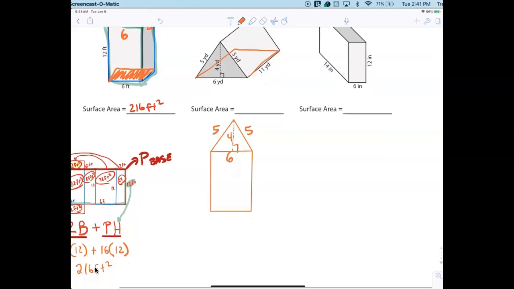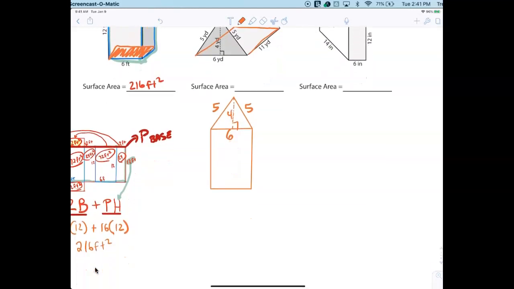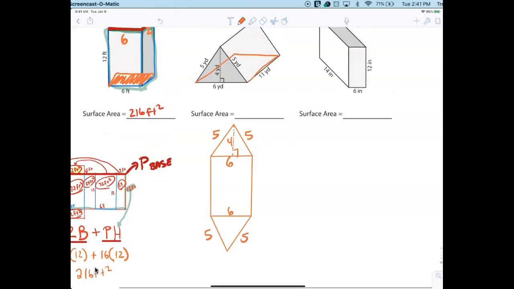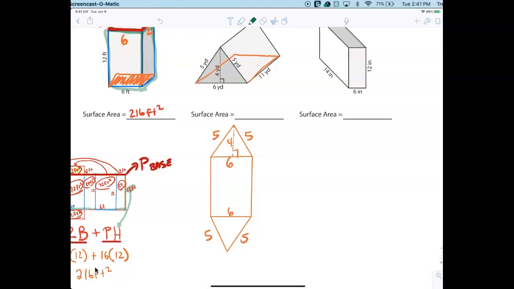So now what I'm going to do is on the bottom, I'm going to draw the other triangle, right? And you should be able to kind of see that. And do those numbers stay the same? So this is a 5, this is a 5, and this is a 6. All right. Now I need help. What is this length from here to here? That's 11. Thank you very much. That's 11.